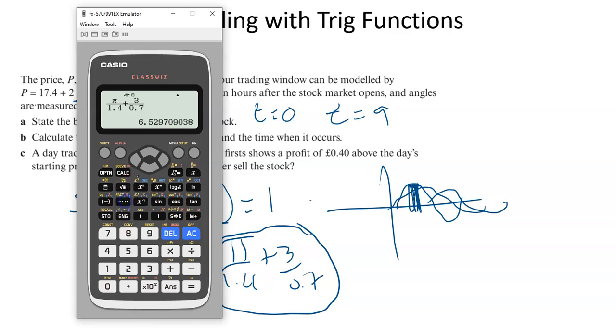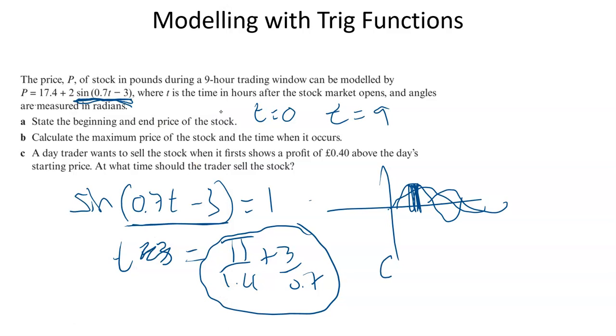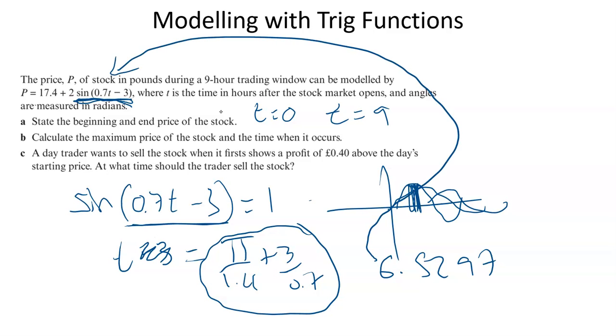Let's press it again and go back into this. 6.5297. If we know the time, we can now substitute this back in over here, work that whole equation out, and get the price, and that will give us the maximum price. So that's nice and easy.